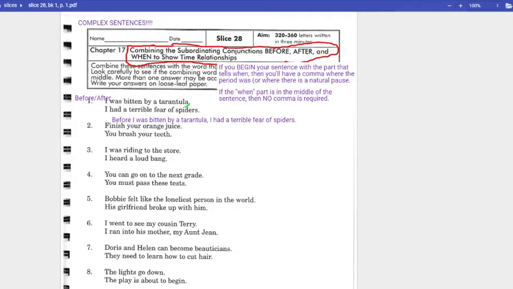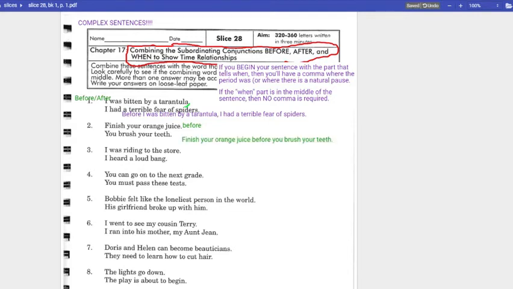Finish your orange juice, you brush your teeth. For those of you who have had orange juice to drink after you've brushed your teeth, you know that the taste is pretty awful. So you want to finish your orange juice before you brush your teeth. If you haven't experienced that before, I don't recommend doing it the opposite way. So since the before is in the middle of a sentence, there will be no comma. Altogether, it will be: finish your orange juice before you brush your teeth.